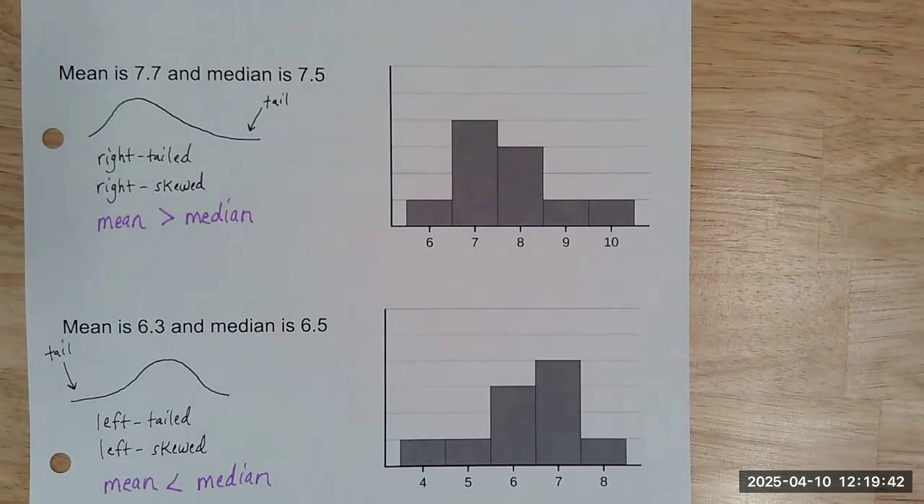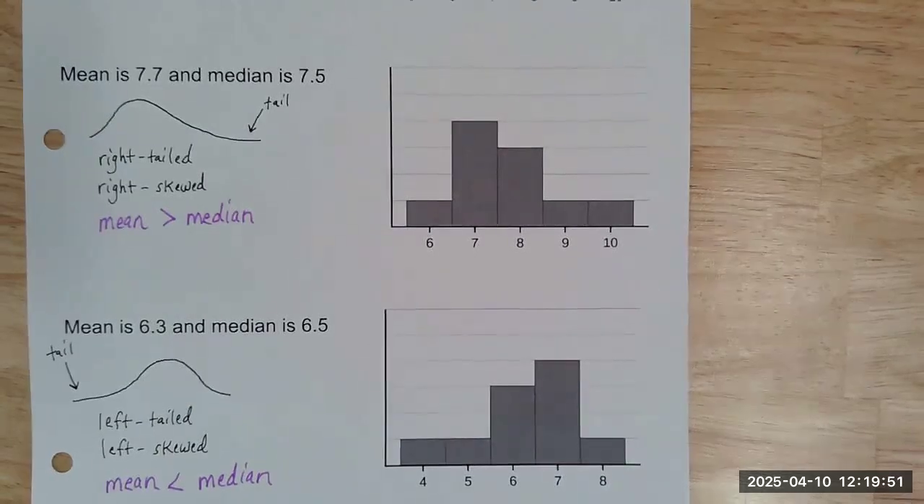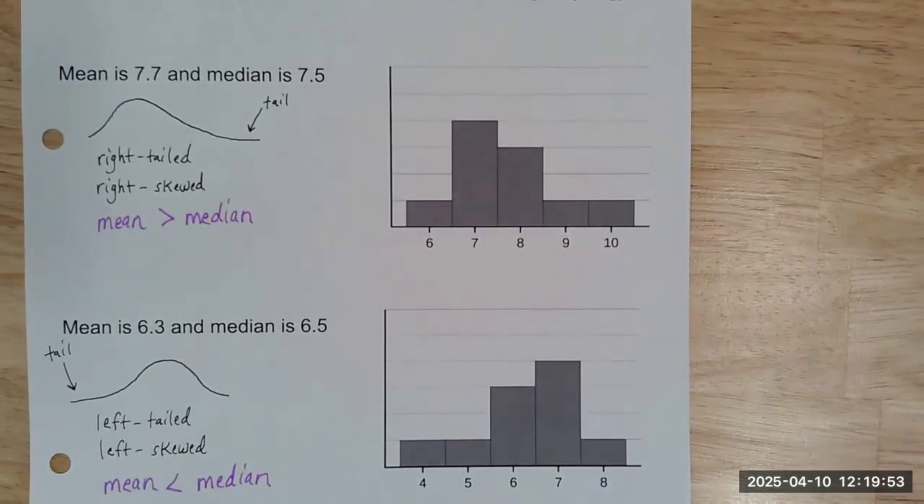Oh, excellent question. Could we tell off of a box plot if something is skewed? That deserves a separate piece of paper. So let me get a separate piece of paper. That was a very good question.